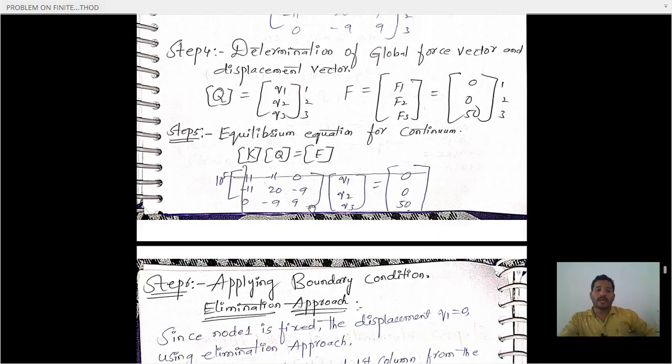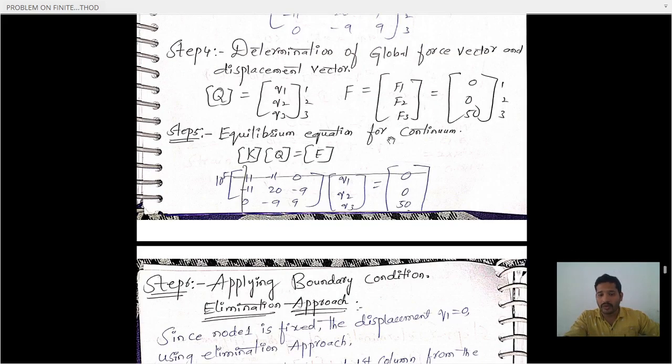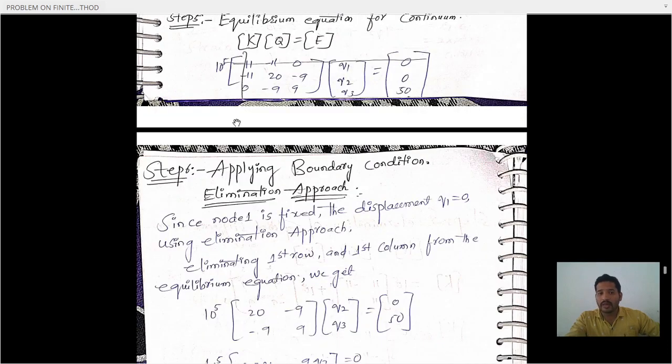After that, we need to find out the equilibrium equation for the given continuum. KQ equal to F. K is how much, dear? K is nothing but the global stiffness matrix. We know that value, we got it just now. And Q is nothing but Q1, Q2, Q3, and F is nothing but F1, F2, F3. So generally we know very well, node 1, how is it here? Node 1 is fixed. The Q1 value should be 0. For that reason we need to eliminate the first row and the first column. Then the remaining terms should be 10 power of 5 times 20, minus 9, minus 9, 9, Q2, Q3 equal to 0, 50.